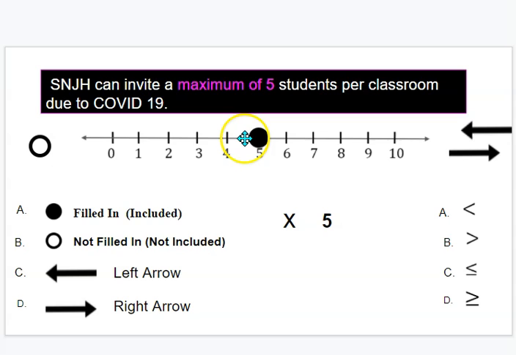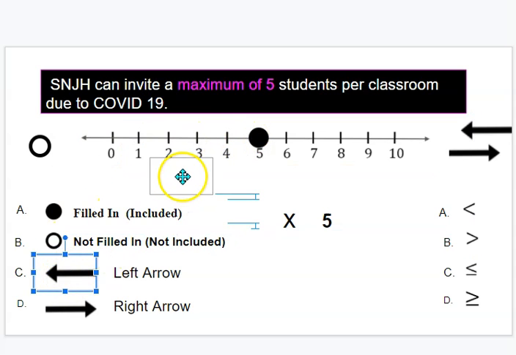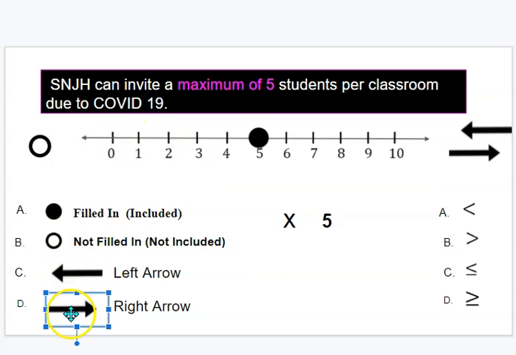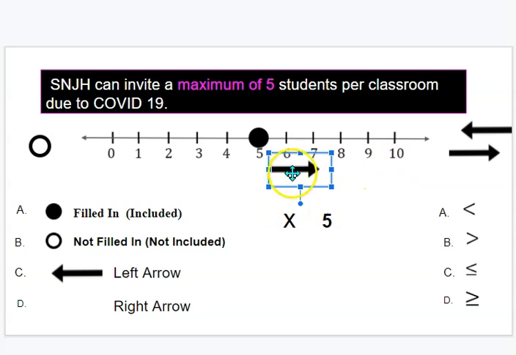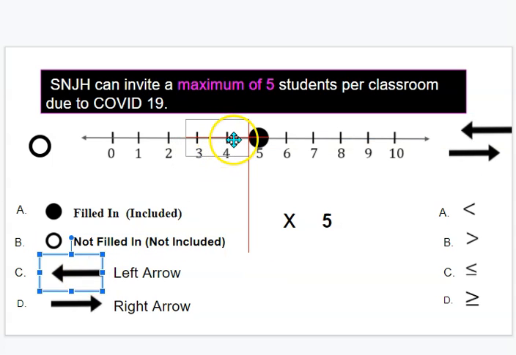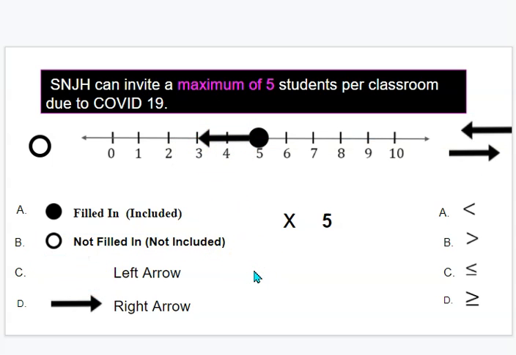Which way will the arrow point? Will it point towards the left and include the numbers 4, 3, 2, 1, 0? Or will the number line point to the right, which would include 6, 7, 8, 9, 10? Answer choice C, left arrow. Answer choice D, right arrow. Maximum of 5. That is correct. A maximum of 5 would be letter choice C. It would be the arrow pointing to the left. Think, a maximum means at most. Maximum means at most 5 students.